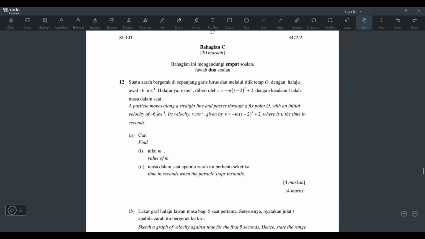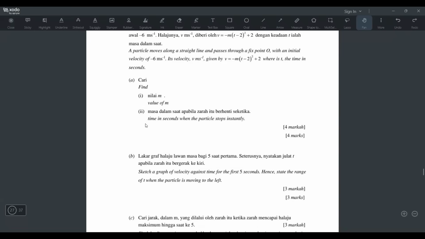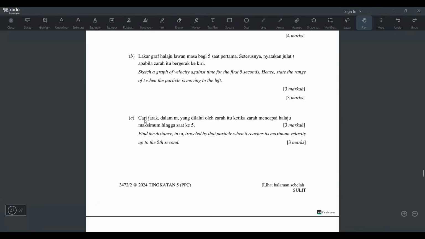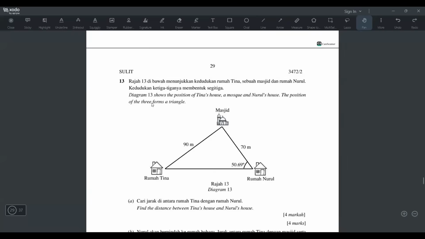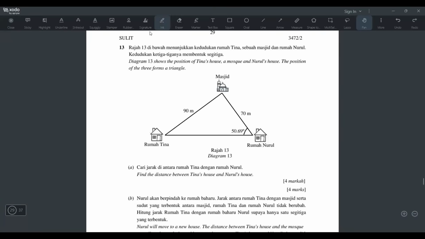Okay, now I want to do bahagian C. Bahagian C mengandungi 4 soalan, jawab 2 soalan. I will jawab 3 soalan. It means I will jawab all the soalan except the kinematic. So number 12 is kinematic, so I won't do this. But the 13, 14, 15, I will jawab. In exam, you only choose 2, but I will do 3. When I do revision, I will revise 3 so that you have a backup lah.